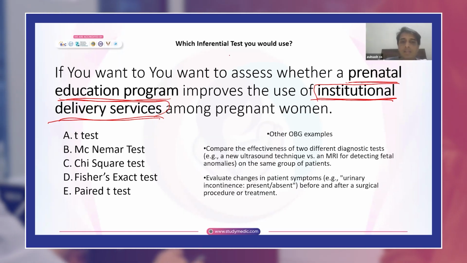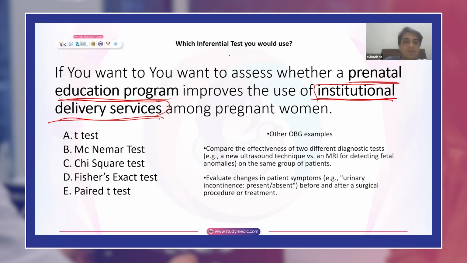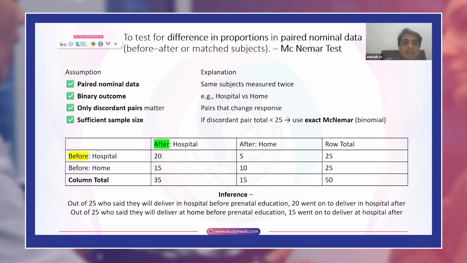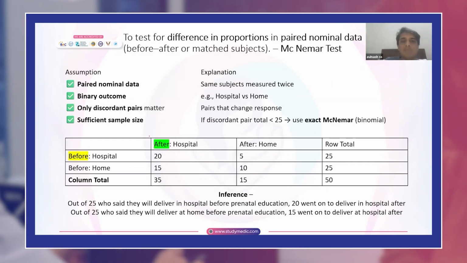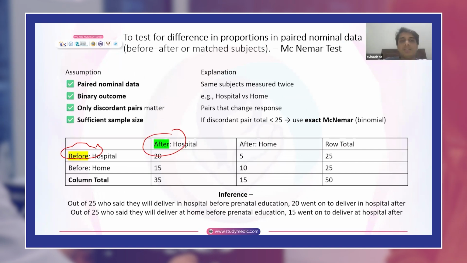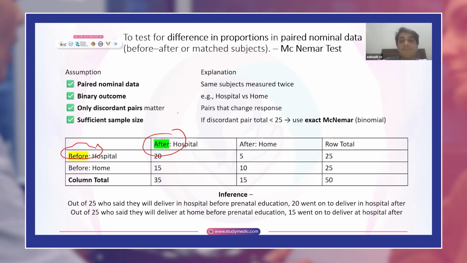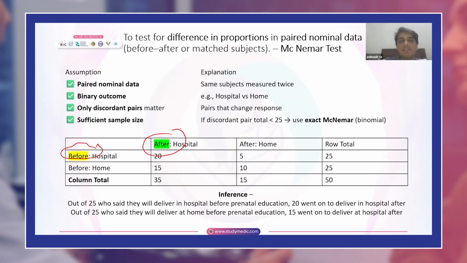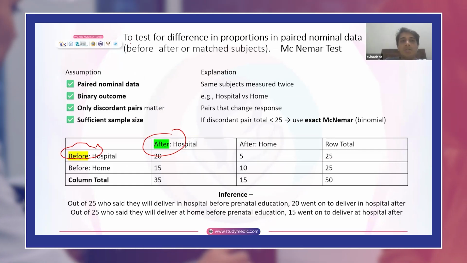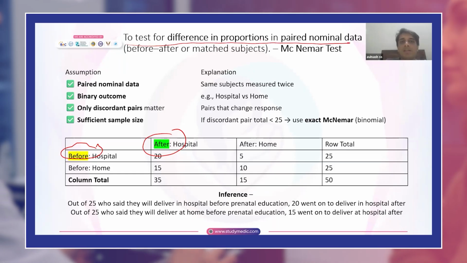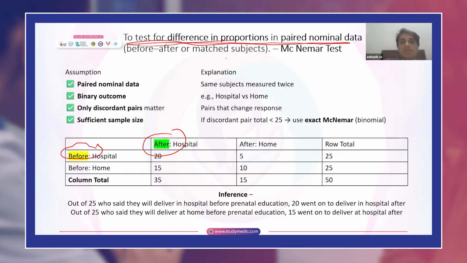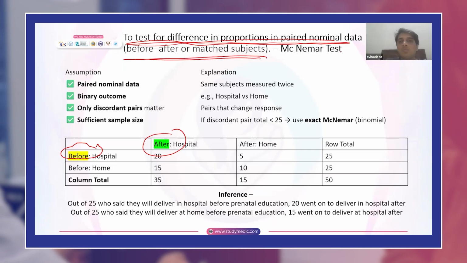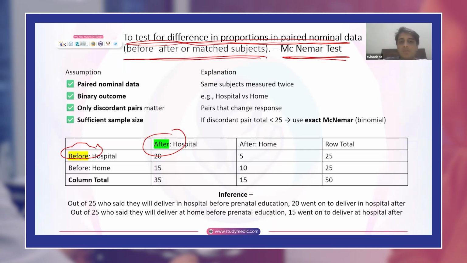That means we are conducting a before and after comparison. Before and after the prenatal education program, is there a change in the categorical variable, not the continuous variable? If you want to compare a continuous variable before and after, you do a paired t-test. Similarly, if you want to test the difference in proportion, or in paired nominal data, that is a before and after matched test, you do what is called the McNemar test.